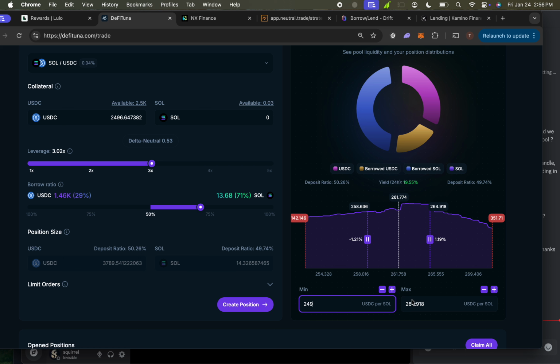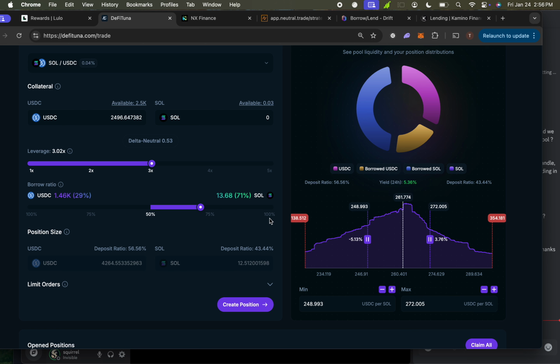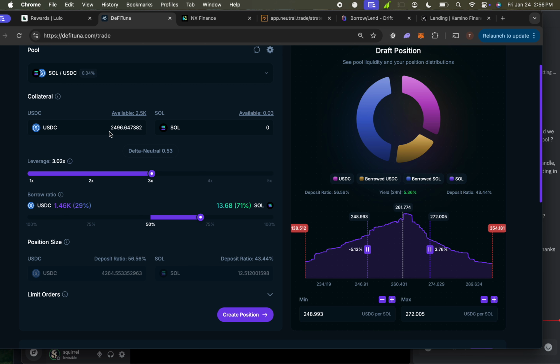Now, I'm going to do a 248 to 272, right? 5.6% yield. And this is my position size. So all of my USDC is going to be used to borrow an equal amount of USDC and Sol. Oh, I've got to adjust this slightly to be more neutral.